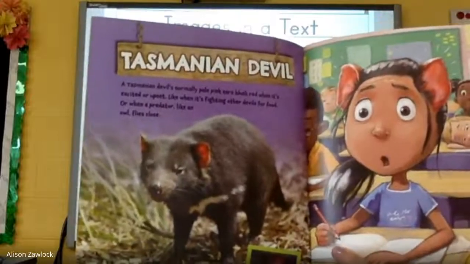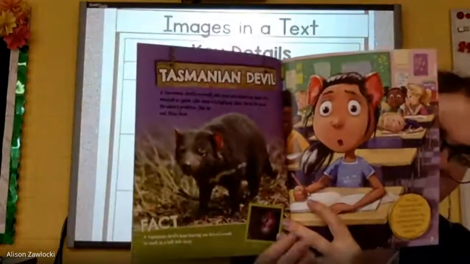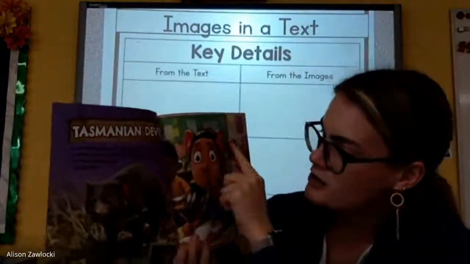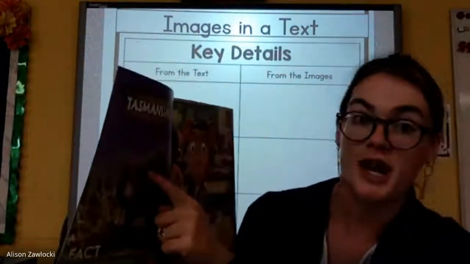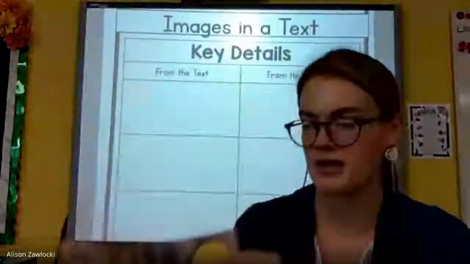What can you learn from just the pictures, just looking at the pictures? I can learn that they're kind of a triangular shape. I also can learn that there's hair on the back of them. The text didn't tell us that. Let's keep reading.